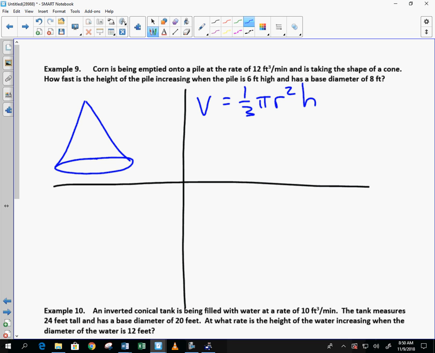Does the radius remain constant? Does the radius change? Yes. Does the height change? Yes. So we can't plug in either one. So what rule would we have to use? We would have to use the product rule. Let's think about this for a second before we do something so extreme. What do we actually know? We know that V prime is 12.